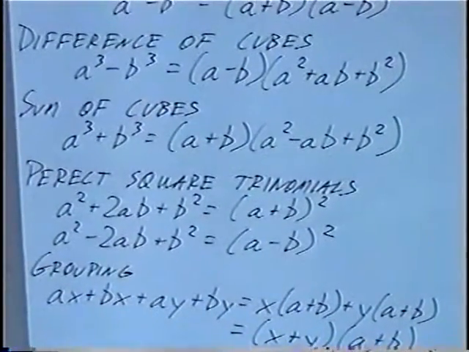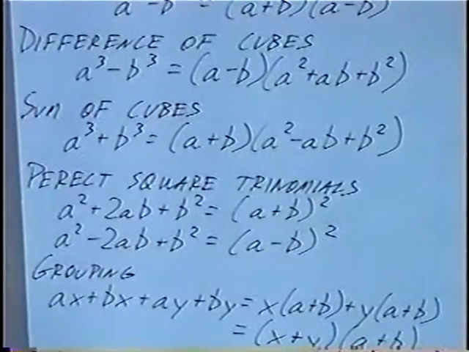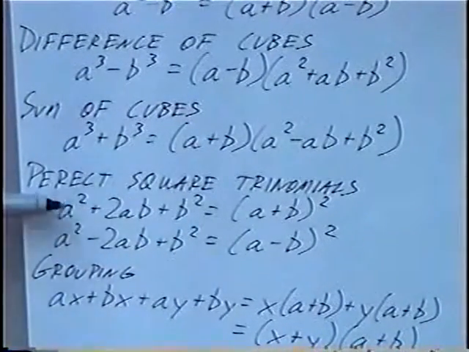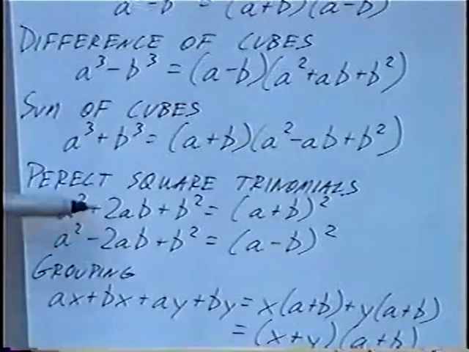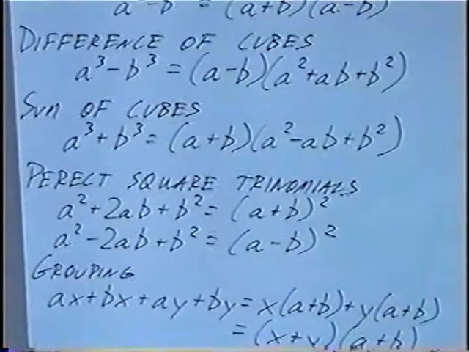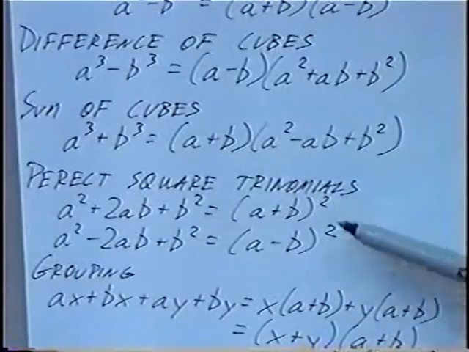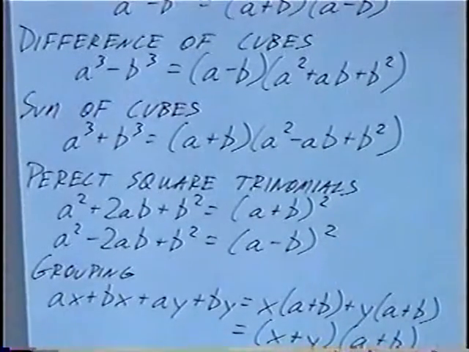Perfect square trinomials. If you have a perfect square trinomial with a squared and b squared, and the middle term is either positive 2ab or minus 2ab, you can factor that into one factor squared, either a plus b squared or a minus b squared.